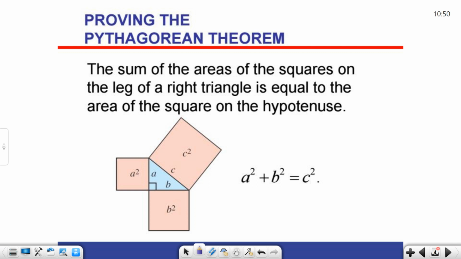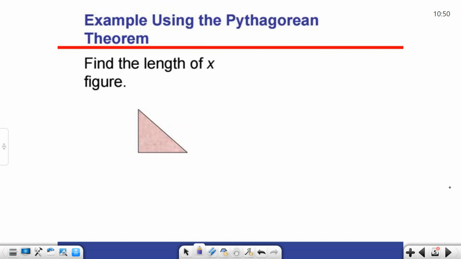The sum of the areas of the squares on the legs of a right triangle, that sum is equal to the area of the square on the hypotenuse. All right, so in the first one, just getting straight down to business, let me put some values up there. I'm going to ask you to find, this is 9, and this is 12, and this is x. Okay, so I'm asking you to find x.